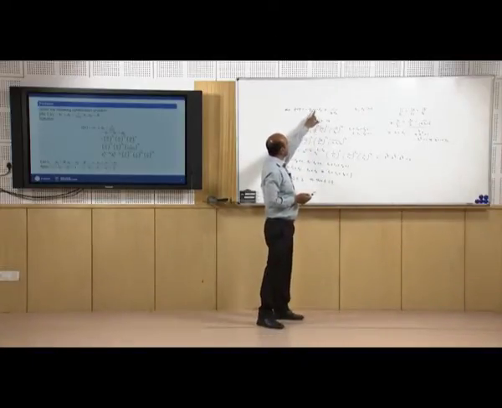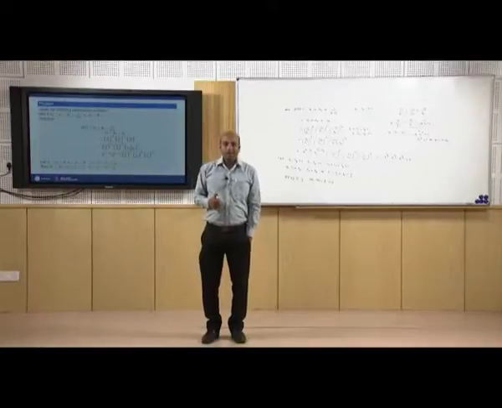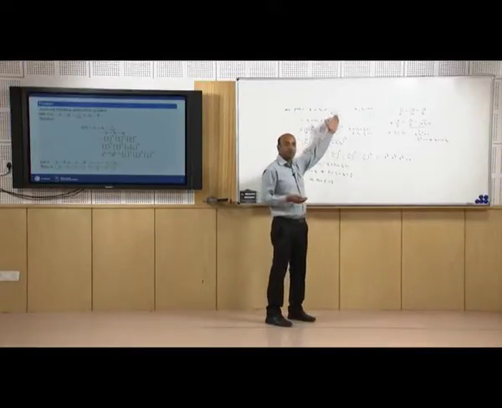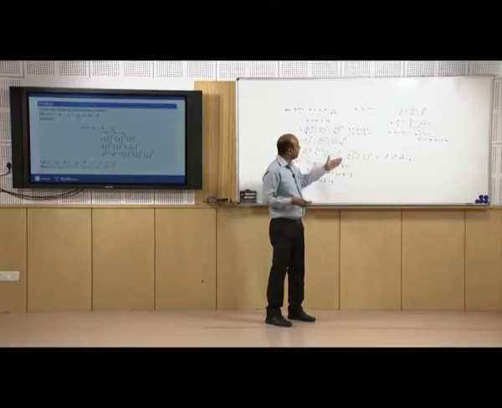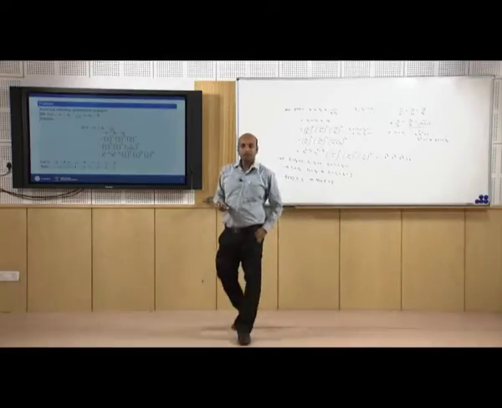So, when x1 and x2 both are 1, then 1 plus 1 is 3, which is the minimum value of f. Okay. So, in this way, if we have problems involving the negative or the fractional power of variables, we can solve them simply using the arithmetic geometric mean inequality.